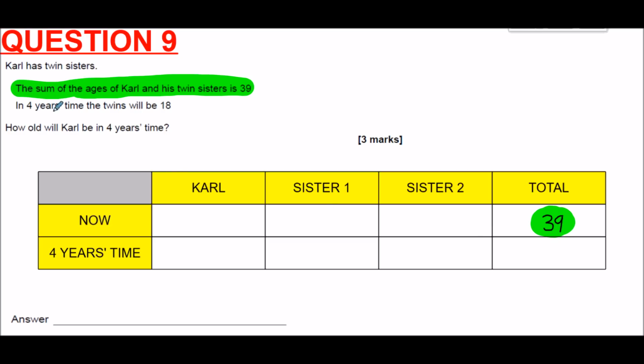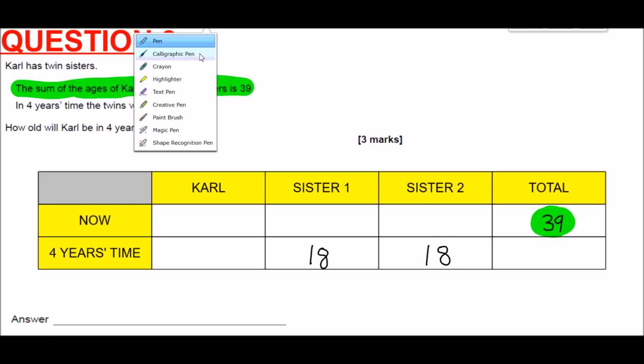It says in 4 years' time, the twins will be 18. So both his twin sisters will be 18 in 4 years' time. So we can say sister 1 will be 18 and sister 2 will be 18 because we've been told that.